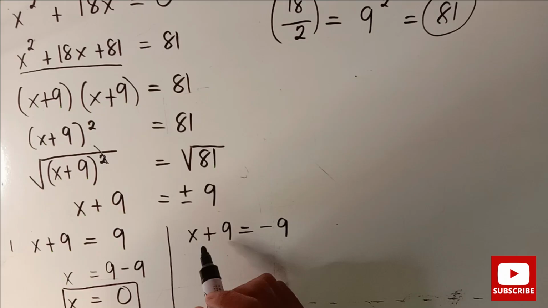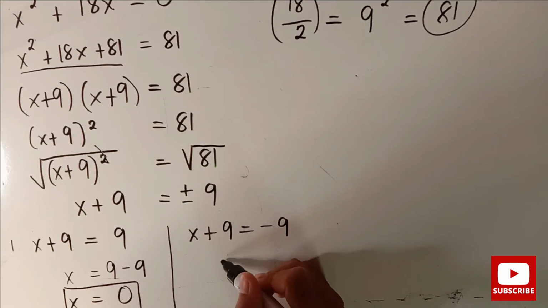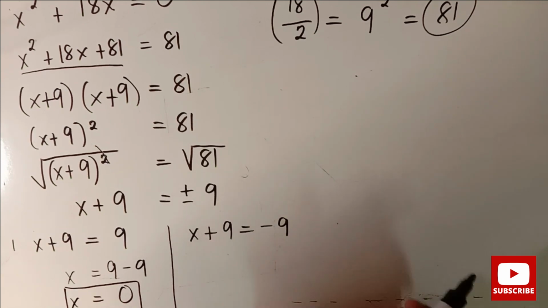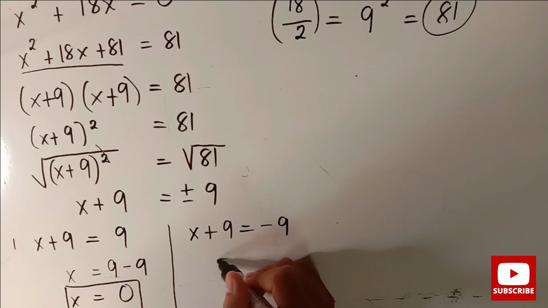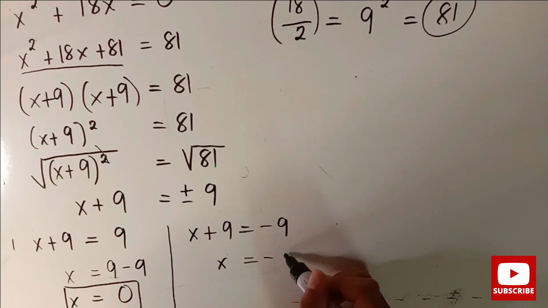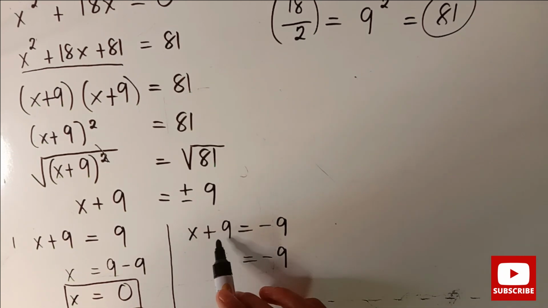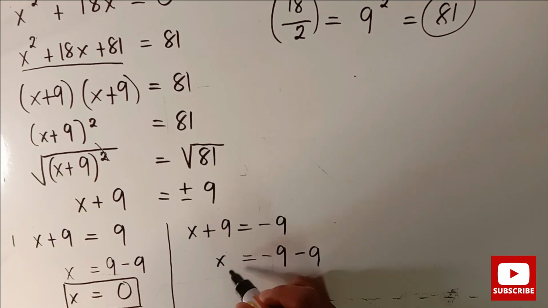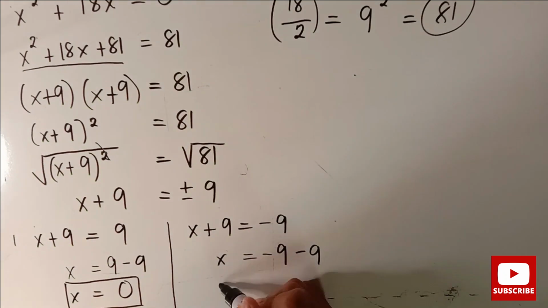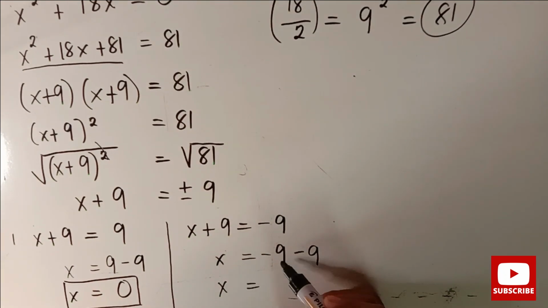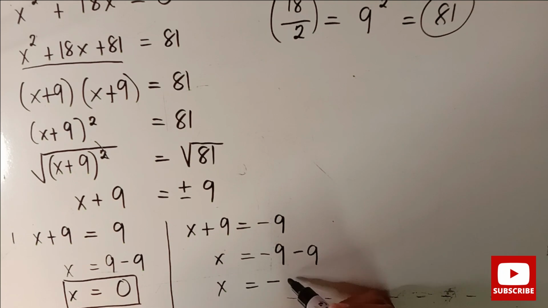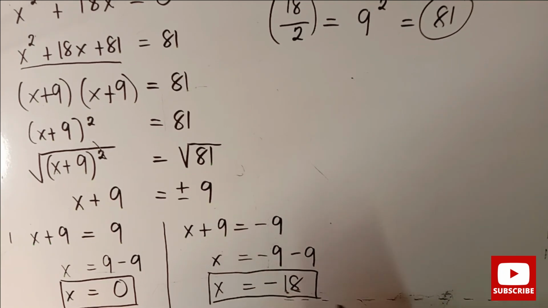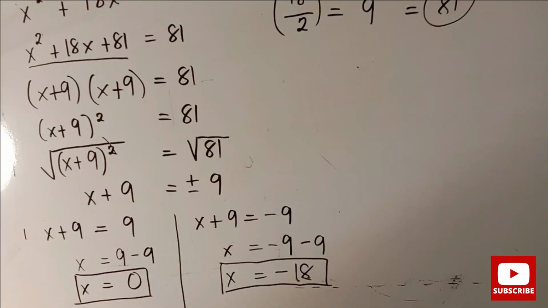Next is x plus 9 equals negative 9. So to get the value of x, we will transfer positive 9 to the right side of the equation. So x is equal to, copy negative 9, and then from positive 9 it becomes negative 9. Hence, x is equal to negative 9 and negative 9, negative 18. So this is the second value of our x. Gets?